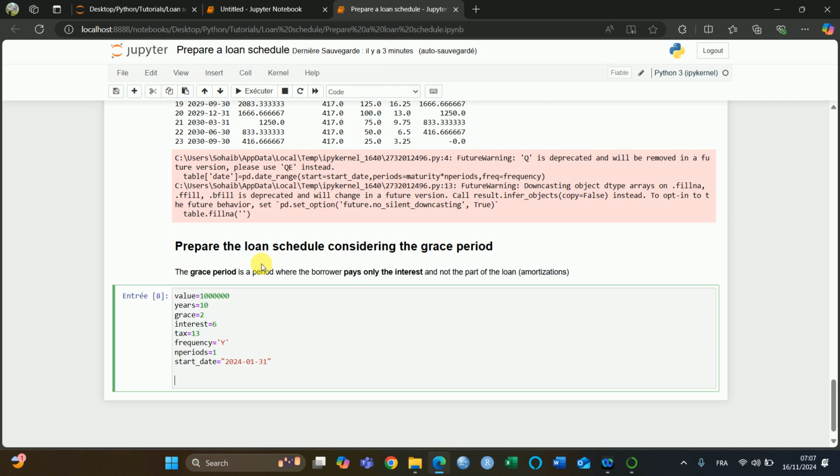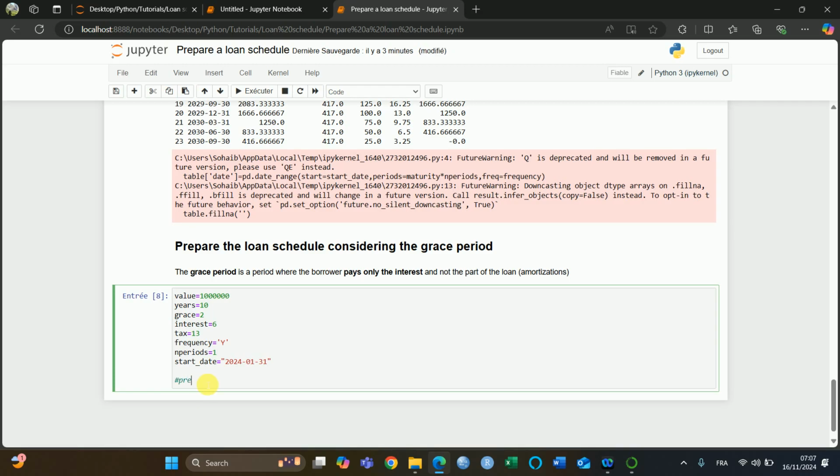considering this grace period. For the example data, I have set the value as 1 million for a loan of 10 years with 2 years grace period. The interest rate is 6%, tax rate 13. The frequency of payment is yearly, which means the number of periods per frequency is 1, and the start date is January 31st.